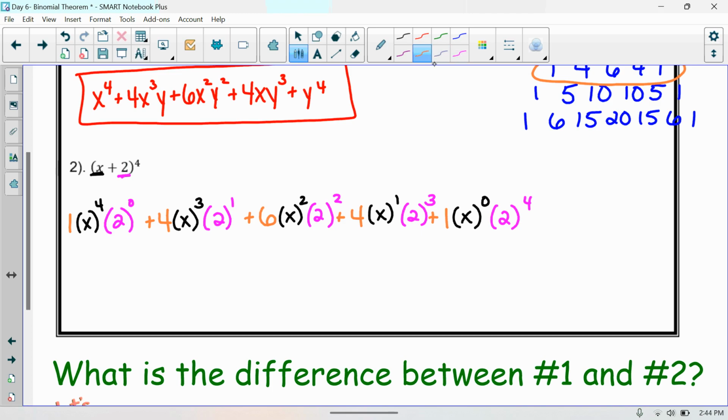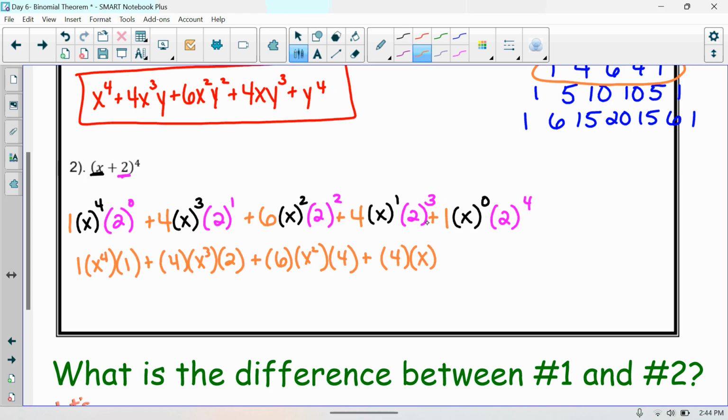So I have 1, x to the 4th, 2 to the 0 is 1. Plus 4, x to the 3rd, 2 to the 1st is 2. Plus 6, x squared, 2 squared is 4. Plus 4, x, 2 cubed is 8. Plus 1 times 1, 2 to the 4th is 16.